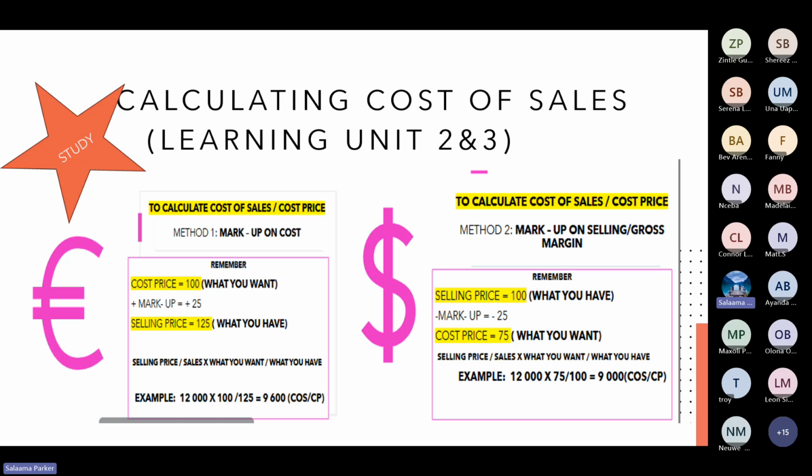Just please remember that. If they say gross margin, then selling price will equal 100. You will minus your markup now, and your cost price will be 75. Okay, just the formulas to use in order to calculate your cost of sales. And this applies more specifically for cash book receipts, debtors journal, debtors allowance, and also for your general journal, when you have to calculate the cost price for drawings. So please remember your formula for cost of sales.